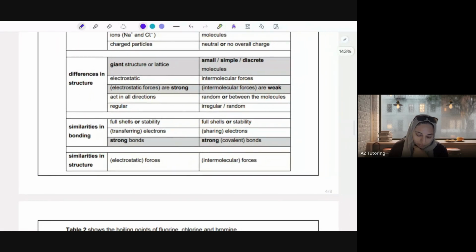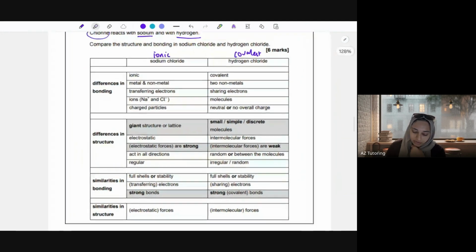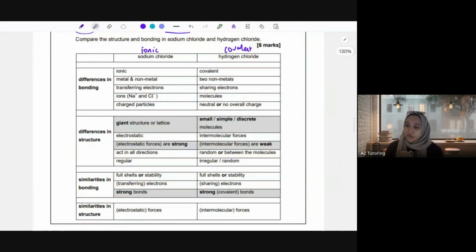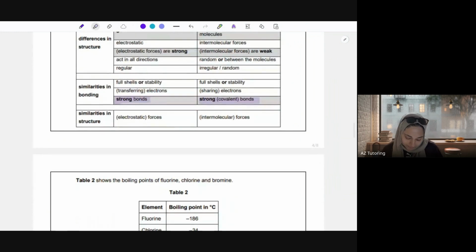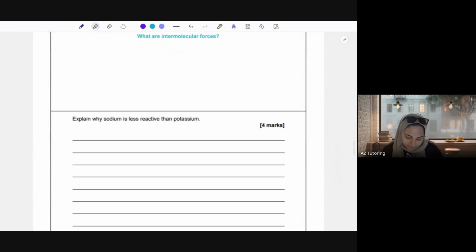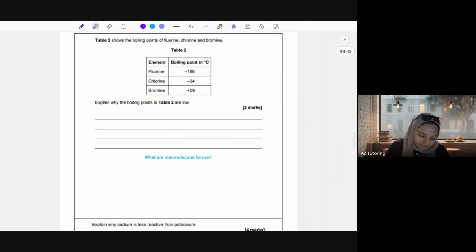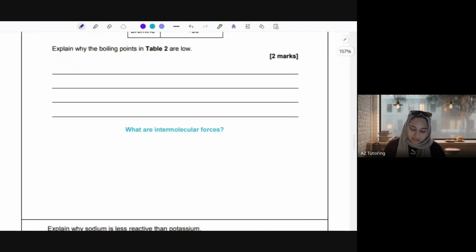Okay, one common misconception is even though covalent simple molecules, so stuff like oxygen, stuff like hydrogen, and so on, they are considered weak, but they do have strong covalent bonds, even though they've got weak intermolecular forces. So I just want to explain this concept here. Have I got space for it? Yes, I do. Okay, so what are intermolecular forces?